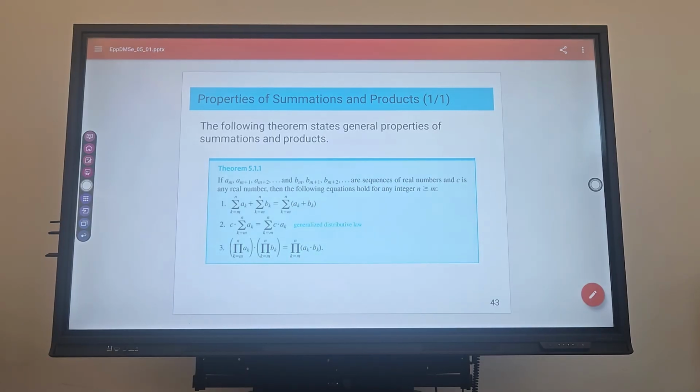Likewise, a constant times a term in a summation is equal to the constant times the summation. And the product of two summations is equal to the product of, I'm sorry, not two summations, two products. The product of two products is equal to the two terms multiplied together in the product.